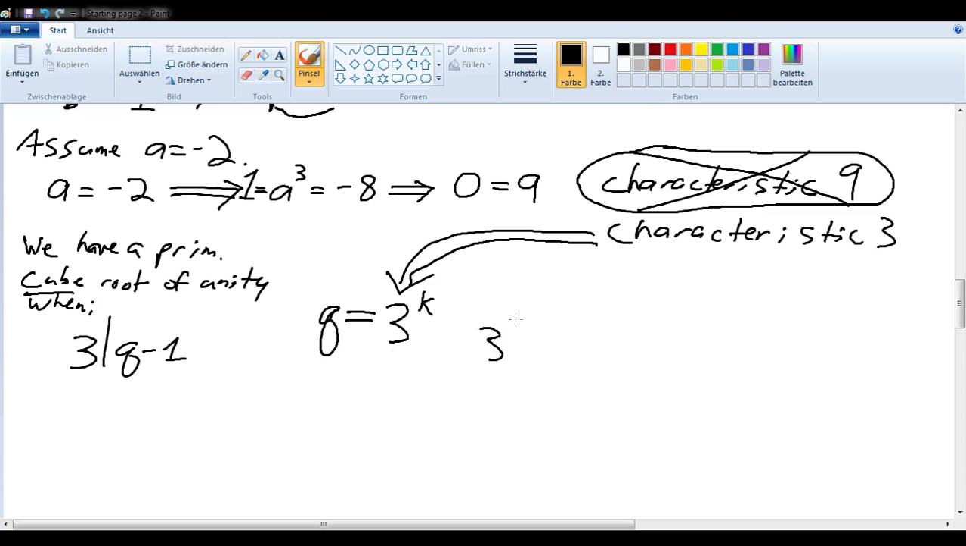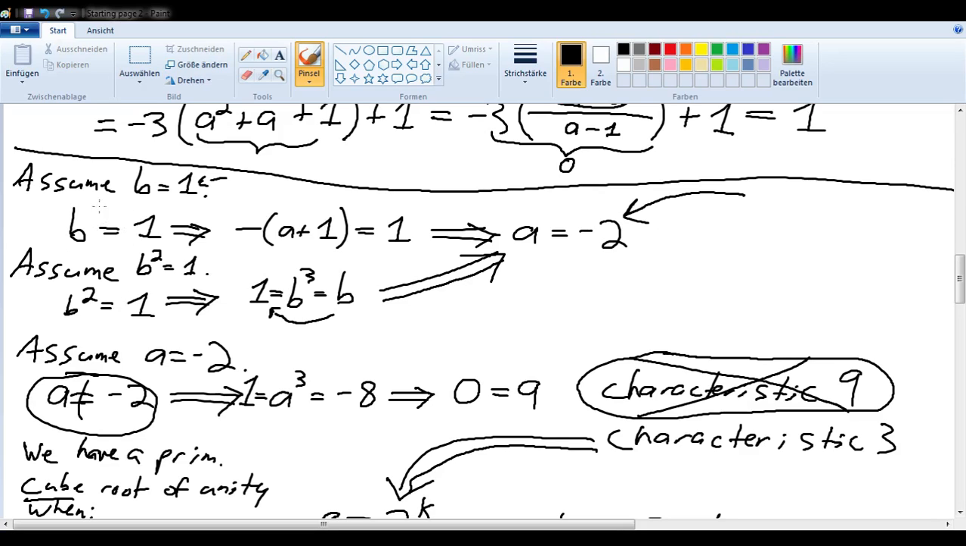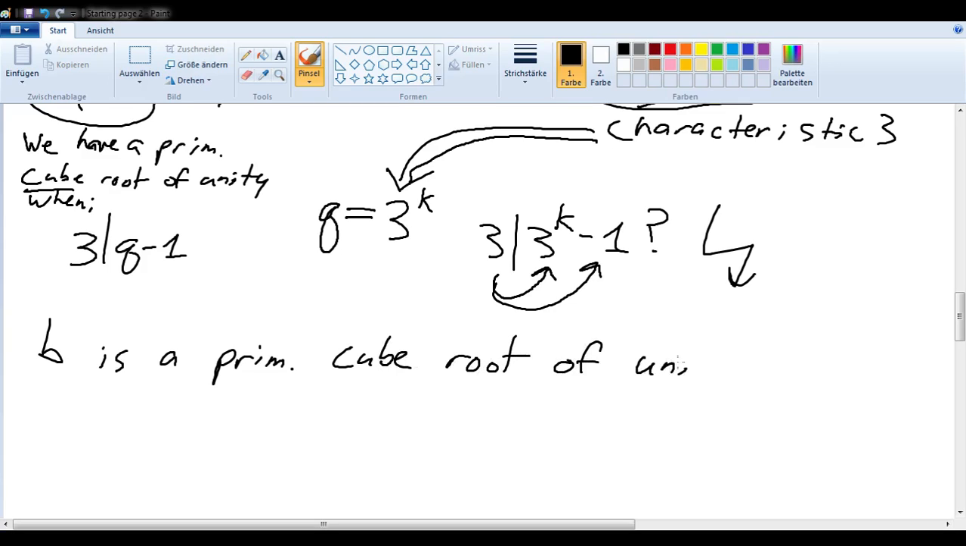So 3 divides 3 to the k minus 1. Could that be? No, that won't work because 3 divides 3 to the k, and 3 does not divide negative 1. So we have our contradiction, which means a cannot be equal to negative 2, which means that b cannot be equal to 1, and b squared cannot be equal to 1. In other words, b is a primitive cube root of unity, exactly as we wanted to prove.